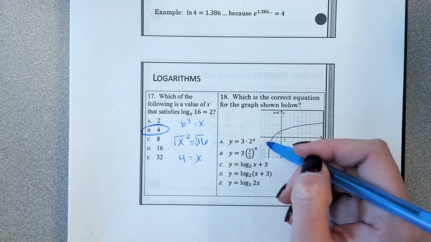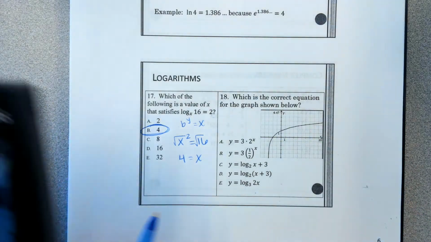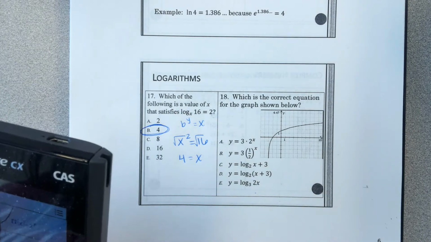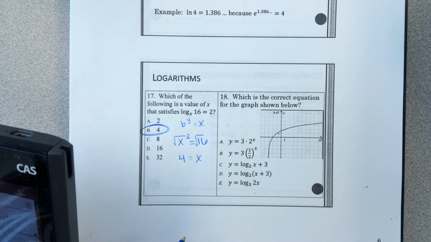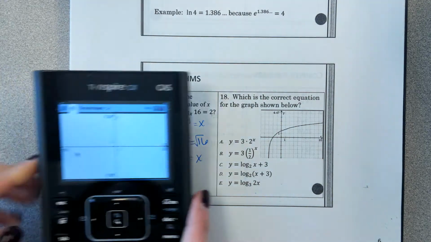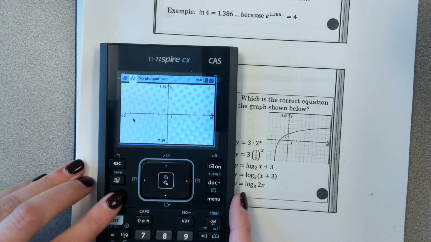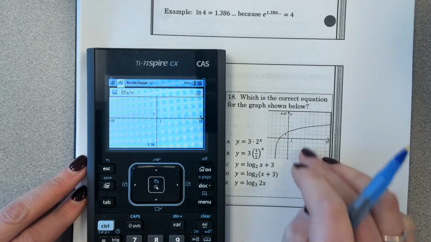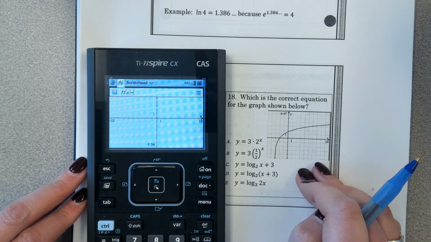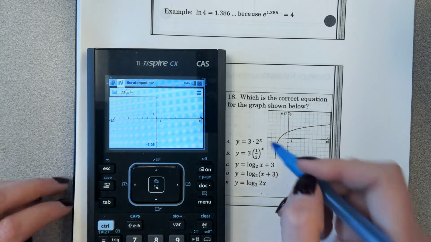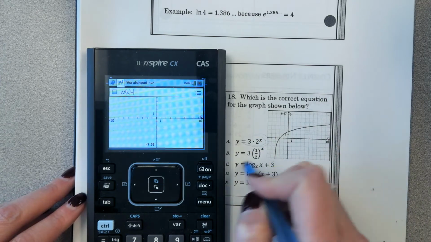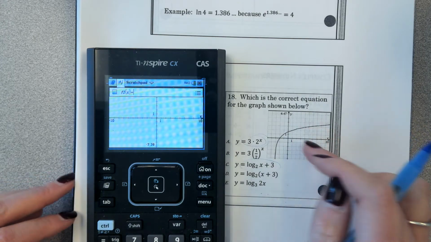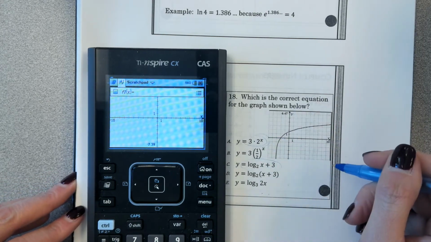With this specific problem, you could go to your graph page in your calculator, and I'll show you mine. You can go to the graph page in the calculator, you can hit the tab button, and you can type in each of these equations and see which one matches, okay? And you could also, if you know what an exponential graph looks like and what a logarithmic graph looks like, use what you know about transformations to figure out what's going on here, okay?